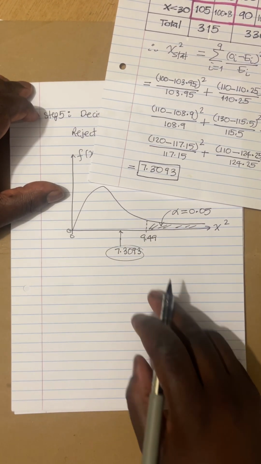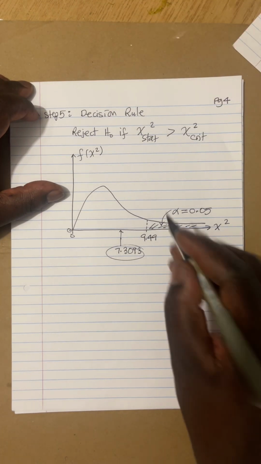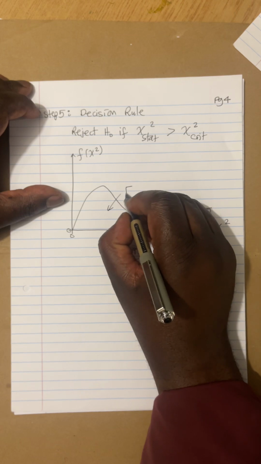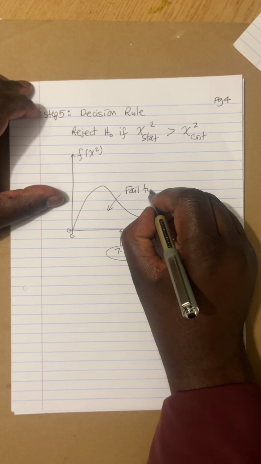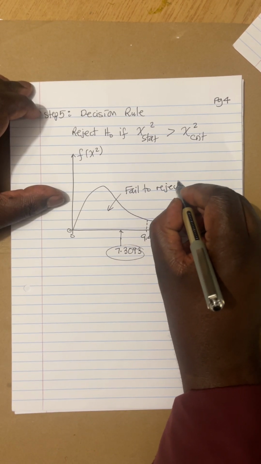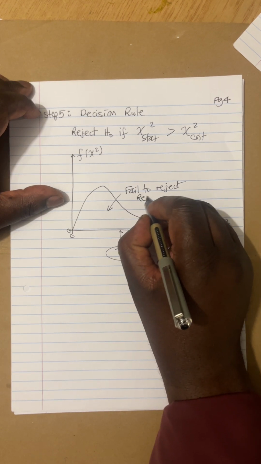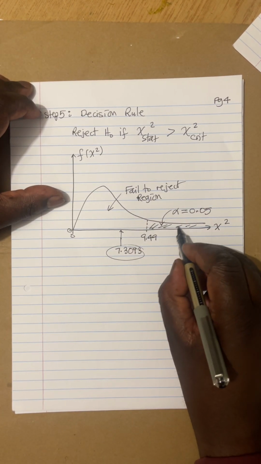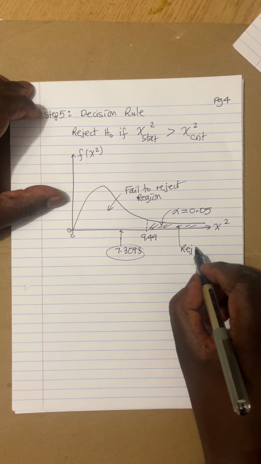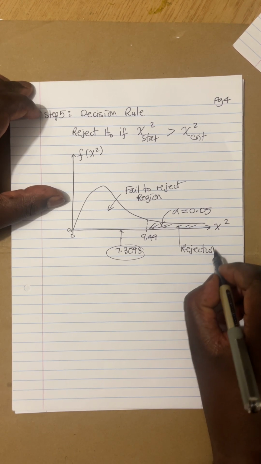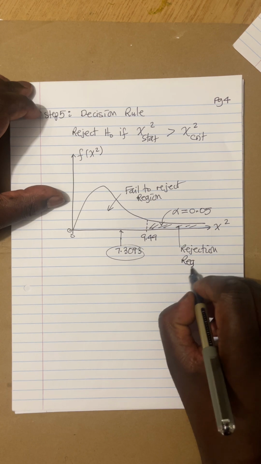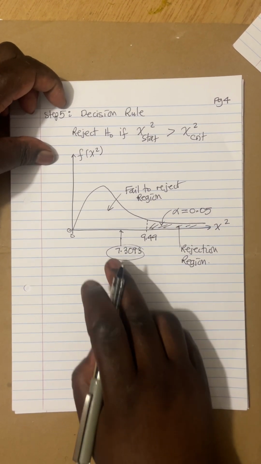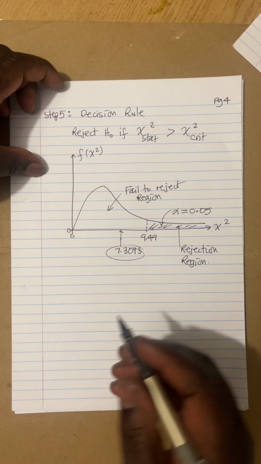Rejection region, fail to reject region, like I said in the previous videos. So let me just put it there. This is the fail to reject region, and obviously this is your rejection region. Now, where is our test statistic? It falls in the fail to reject region. So what is our decision?